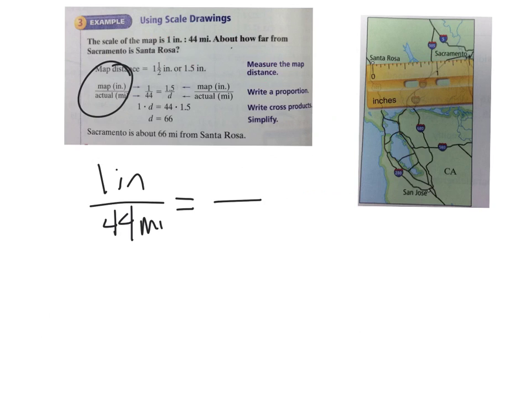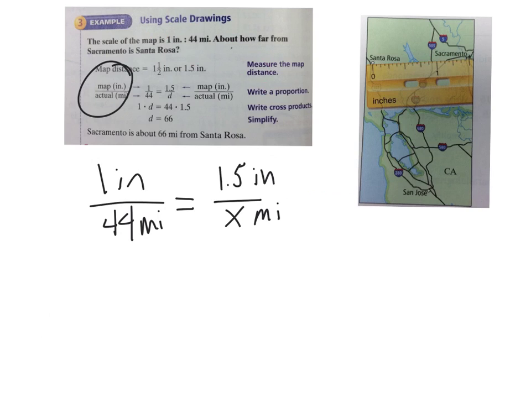So that means, again, we're going to start like this, right? And I like what they've done here, the map over actual, so inches over miles. So I put the scale over here first. So I know that 1 inch is 44 miles. And I know if I measured 1.5 inches, that's I don't know how many miles.